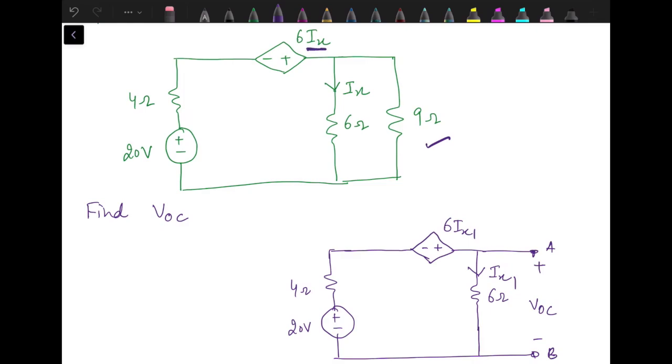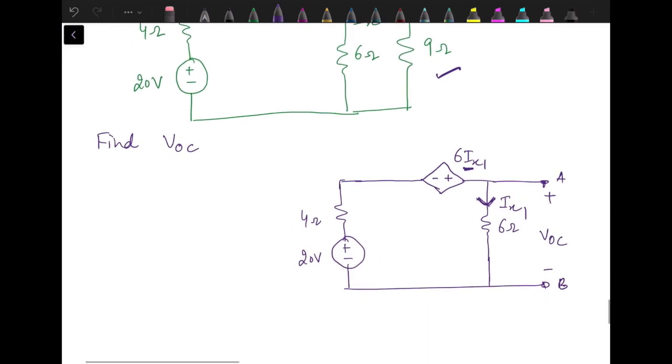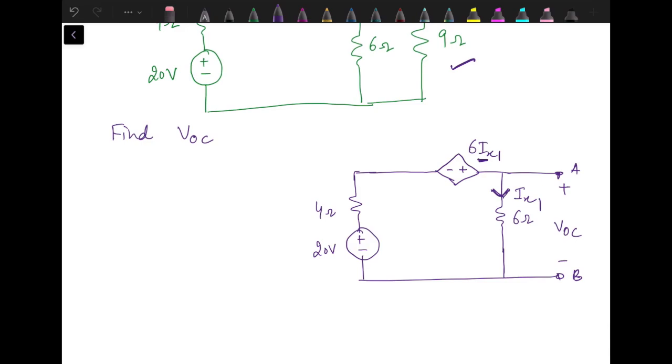You need to notice that here the voltage supplied by this source was 6 times Ix. Since Ix, which is the controlling quantity, now has a different value, that should be reflected over here. So I'm writing this as 6Ix1. Now we need to find this VOC. If we look at these two terminals, these are the same as the terminals of the 6 ohm resistance. So VOC is actually the voltage across the 6 ohm resistance, which is 6 into Ix1. If we find the value of Ix1, then we can get the value of open circuit voltage.